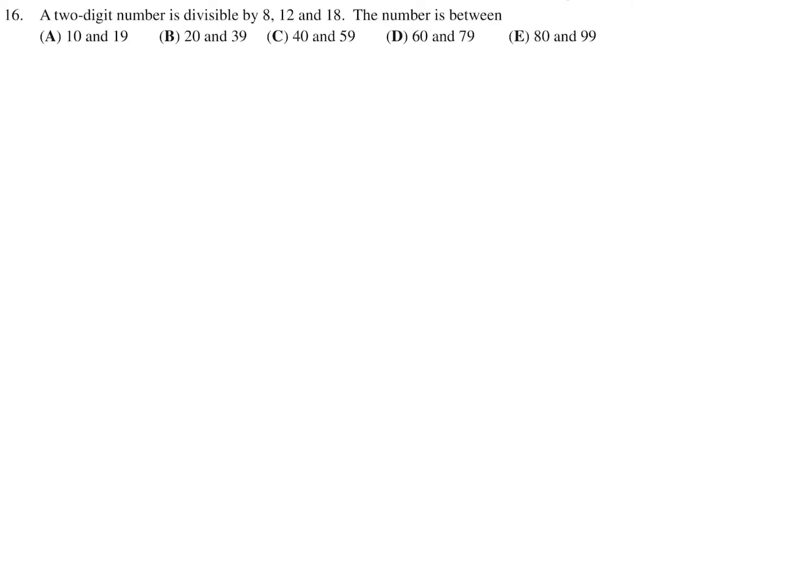A two-digit number is divisible by 8, 12, and 18. That number is between... So our numbers are 8, 12, and 18. Now 8 is 2 times 2 times 2. 12 is 2 times 2 times 3. And 18 is 2 times 3 times 3, like that.